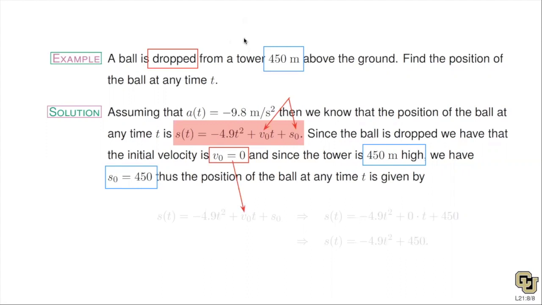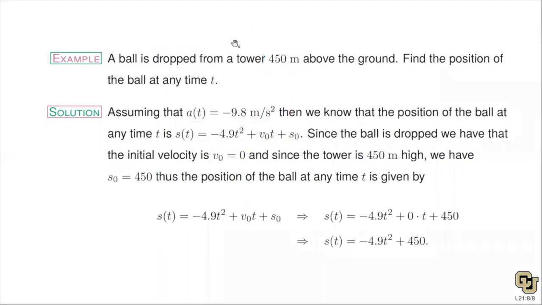So v sub 0 will go in for my initial velocity, and then I substitute for my initial position here, and so we get negative 4.9 t squared plus 0 times t plus 450, and so I simplify to my final answer, which is negative 4.9 t squared plus 450.